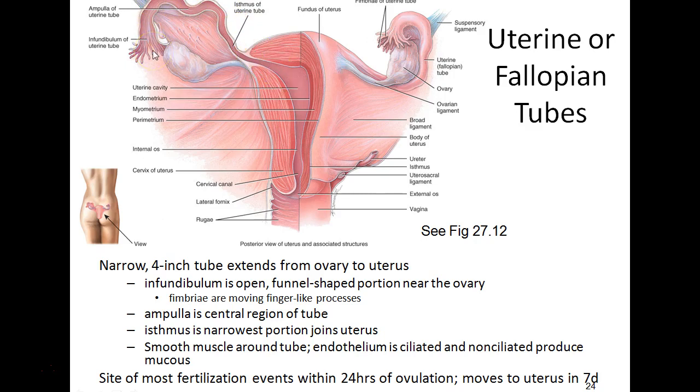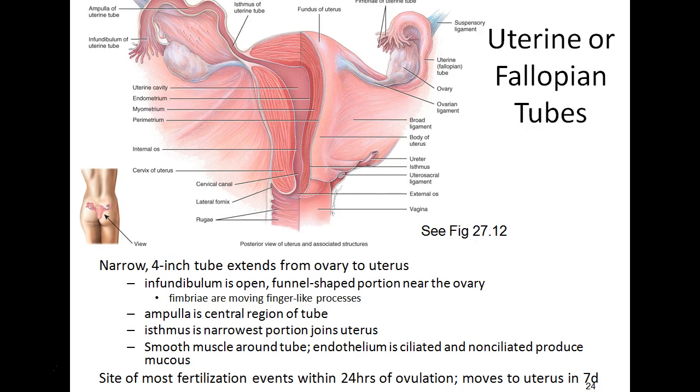We see an open infundibulum here. This is going to be the funnel-shaped portion near the ovary. And there are again those fimbriae that are going to whisk that oocyte in there. The isthmus is going to be the narrowest portion where it joins the uterus, and in between, the central region, we have the ampulla. There's going to be some smooth muscle around the tube to help with contractile movements, and then it's going to have some endothelium that's going to be ciliated and also non-ciliated cells that produce mucus.